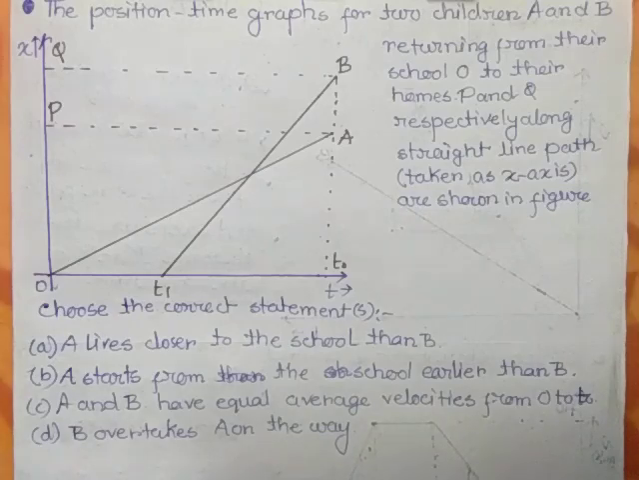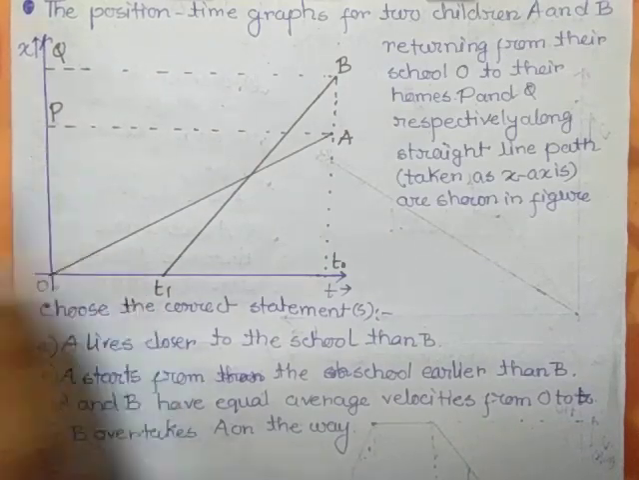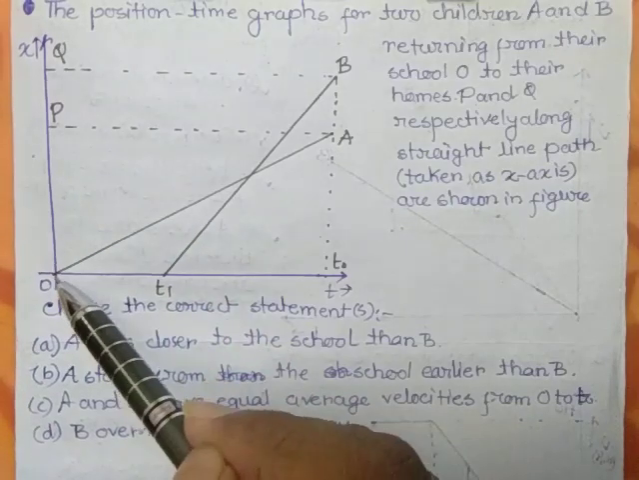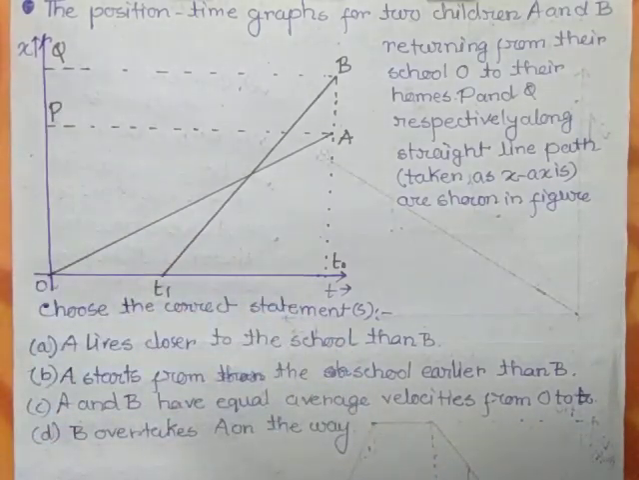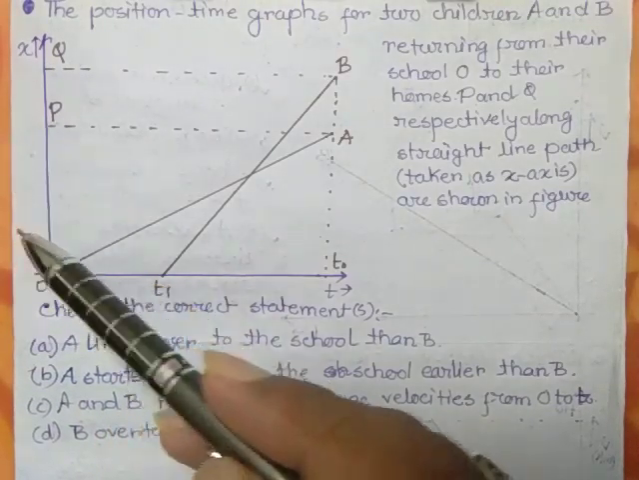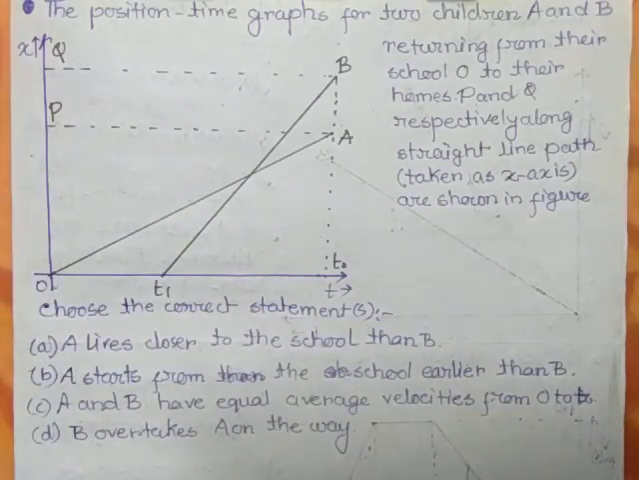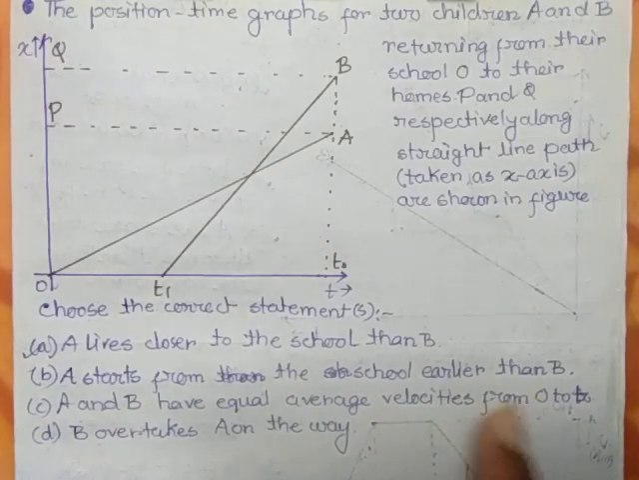A lives closer to the school than B. A's home is at the point P, and B's home is at point Q. Obviously O is the school, P is A's home, Q is B's home. So the home of A will be closer than that of B. So A lives closer to the school than B. First option is correct.